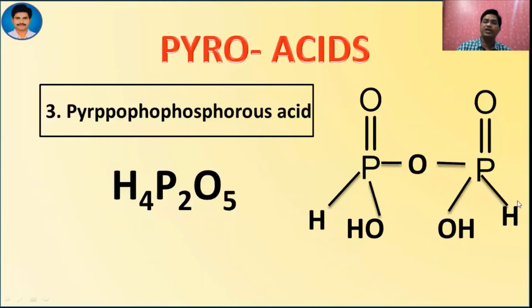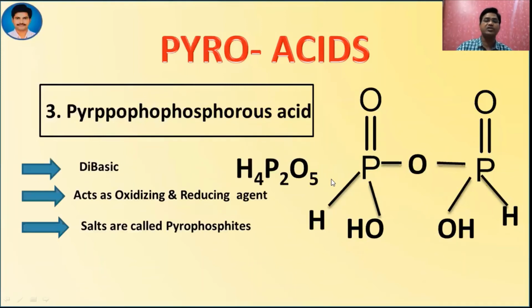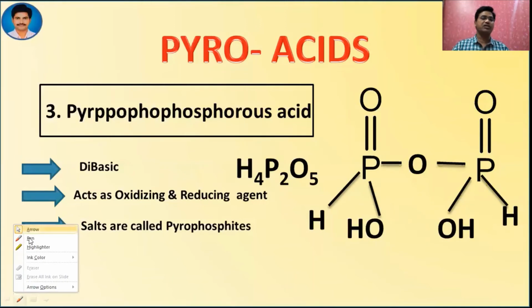But there are 2 hydrogens directly bonded. Therefore pyrophosphorous acid acts as a reducing agent also. It is a dibasic acid, an oxidizing as well as a reducing agent, because there is a direct P–H bond. That's why it acts as both oxidizing as well as reducing. Salts are called pyrophosphites. See, the prefix is here also. You remember, all these are pyro, not P.